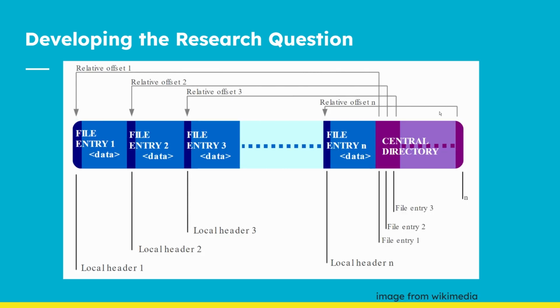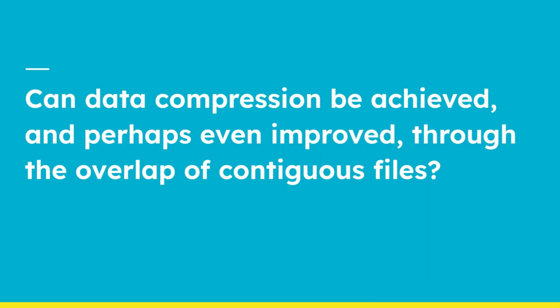My first thought after seeing his question was about data compression. Before the compression of multiple files takes place, the files are compiled into a single archive. Data from each file is stored sequentially. In the archive, each file is distinct. My research question for this semester was, can data compression be achieved and perhaps even improved through the overlap of contiguous files?